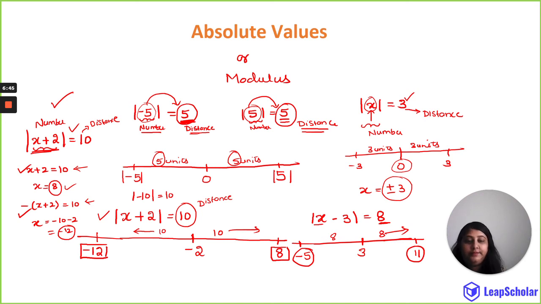You can check it by plugging the values back in, until you get perfect. Once you are confident, you can directly go with that. Or else algebraically, x minus 3 is equal to 8, solve for x, which is 11. Then consider the negative: x minus 3 is equal to minus 8, so x is equal to minus 8 plus 3, which is minus 5. So 11 or minus 5.